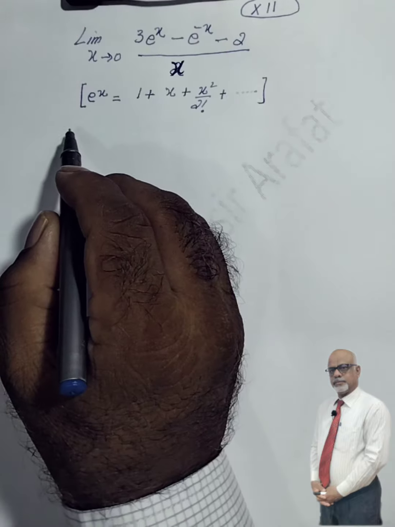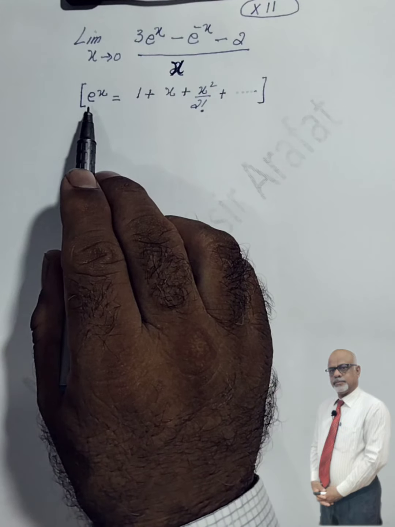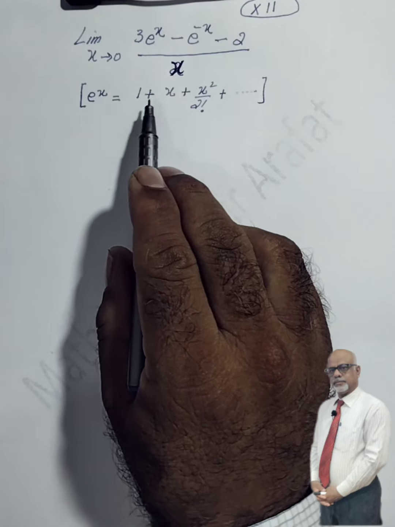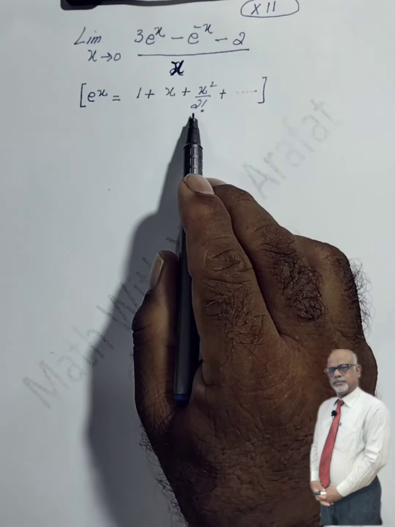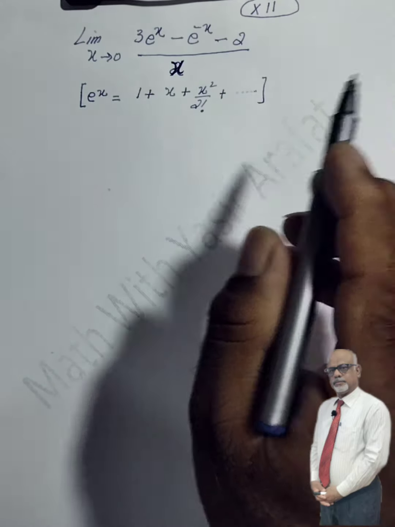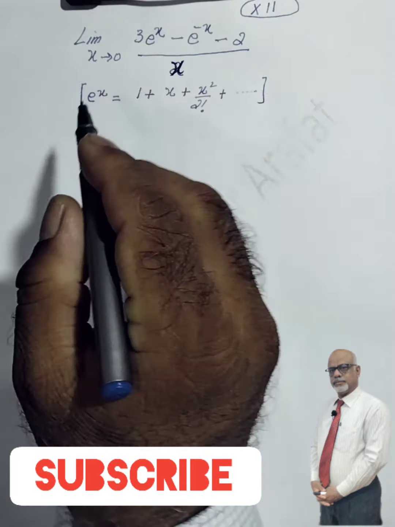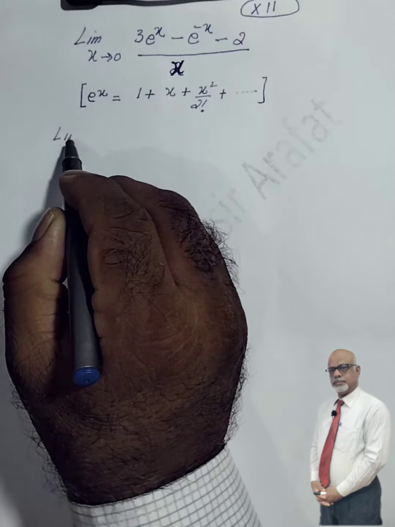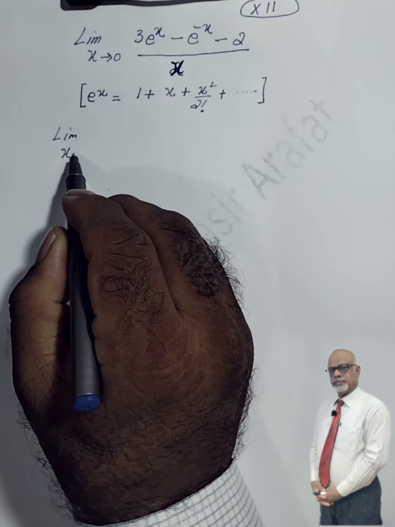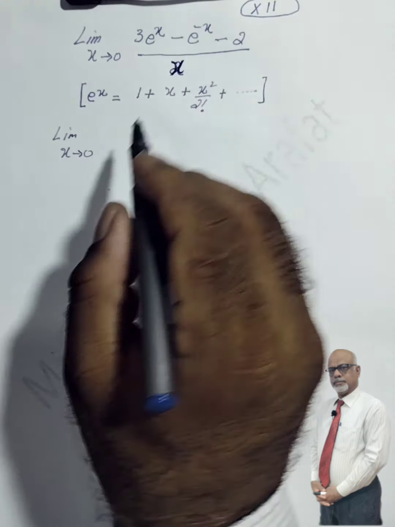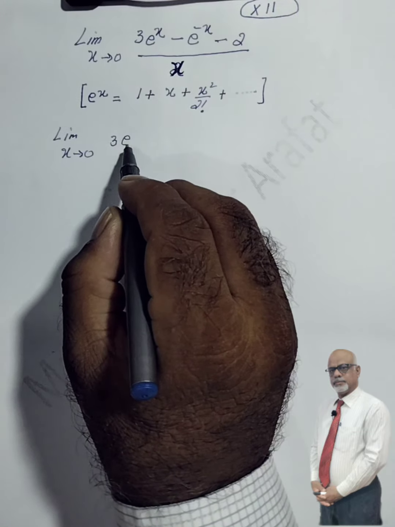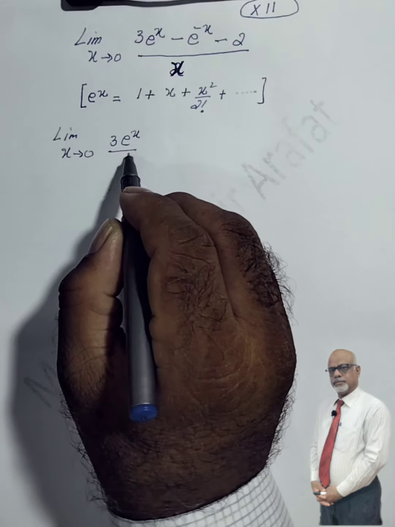So here we have to write down the formula of e^x. It is equal to 1 plus x plus x square upon 2 factorial plus dot dot dot and so on. So we have to apply this formula during the calculation here. Now let's start the solution of this question. X tends to 0 and we have to break the LCM here.